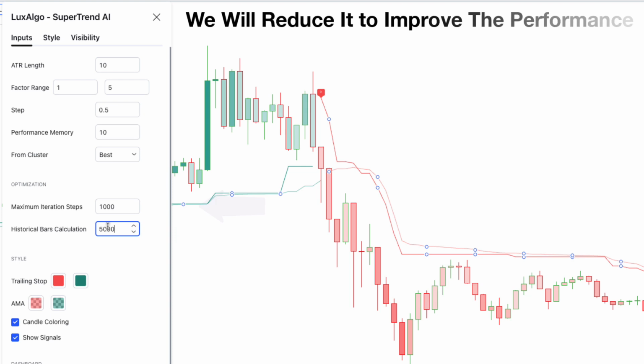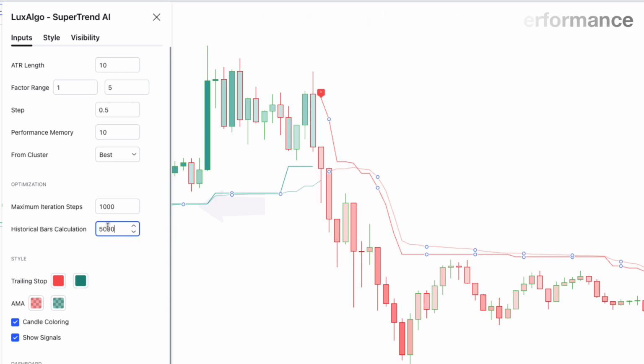So we will reduce it to improve the performance, but to compensate, we will increase the iteration step above it, which essentially controls the filtering of signals. This option controls the number of cycles the indicator will use to determine the quality of the signals and ensure that the calculations are correct, so higher values are better. Let's increase this to 1,500.